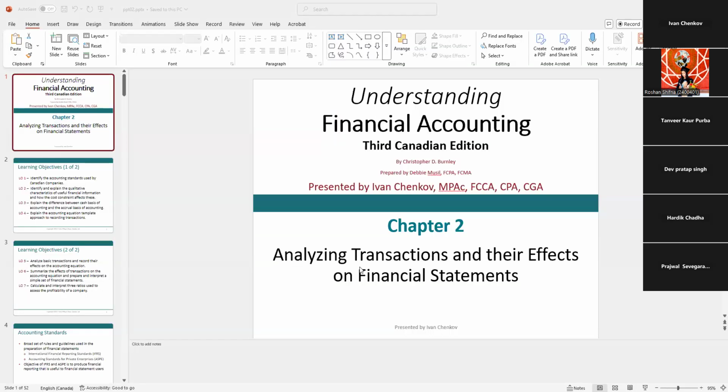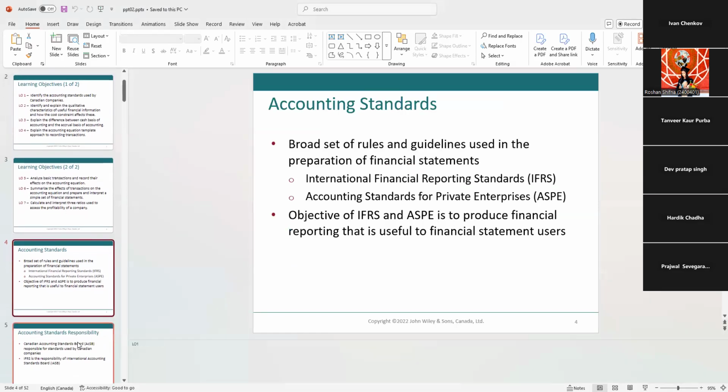And how each transaction is going to affect those financial statements, which financial statement is affected first, which one is second, let's keep going. In order to do that, we have to have some rules. Who set up the rules? I already told you, for the International Financial Reporting Standards, it is the International Financial Reporting Standard Board.